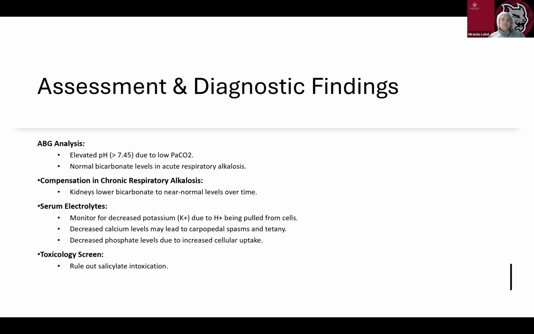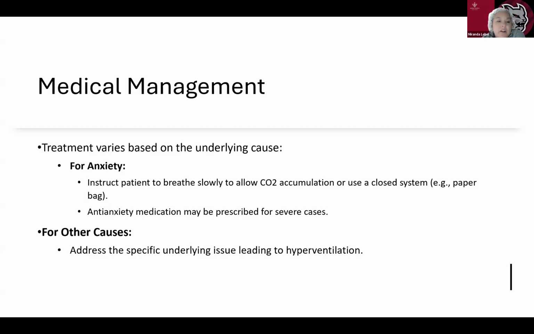Serum electrolytes, we want to monitor for decreased potassium due to that hydrogen being pulled from the cells. Decreased calcium levels may lead to carpopedal spasms and tetany. Decreased phosphate levels are due to that increased cellular uptake. And then we want to rule out salicylate intoxication. Treatment's going to vary based on the underlying cause. For anxiety, we're going to have them do that paper bag method or that box breathing. Slowly breathe to allow CO2 accumulation. And then anti-anxiety medication may be prescribed. For other causes, we want to address the specific underlying issue leading to hyperventilation.